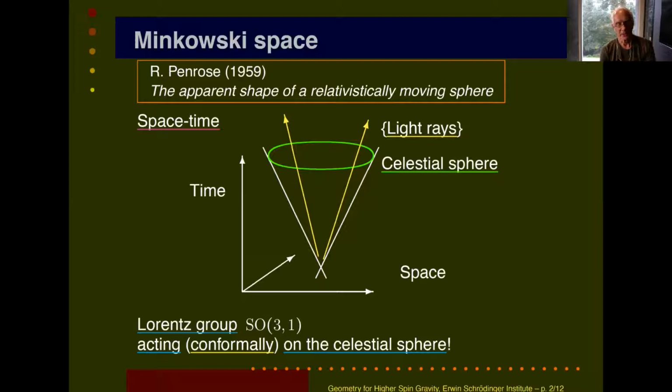So that when you look out at the sky and you see the celestial sphere, if somebody else comes whizzing past you at some speed approaching the speed of light, they will see the same sphere, but they'll see it distorted. But the way it's distorted is by conformal transformations. So the Lorentz group is realized as conformal transformations on the sphere. In particular, a sphere looks like a disk, and it still looks like a disk no matter how fast you're traveling, because conformal transformations for the sphere preserve disks. Right, so that's an article from 1959.